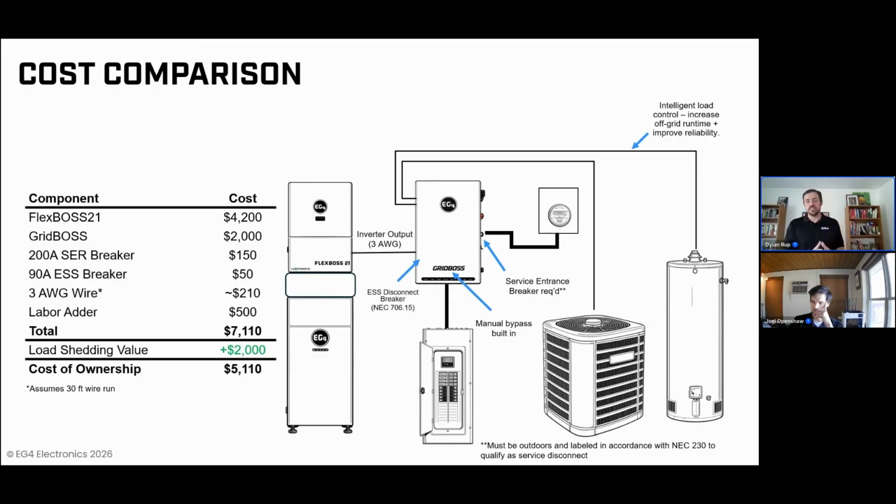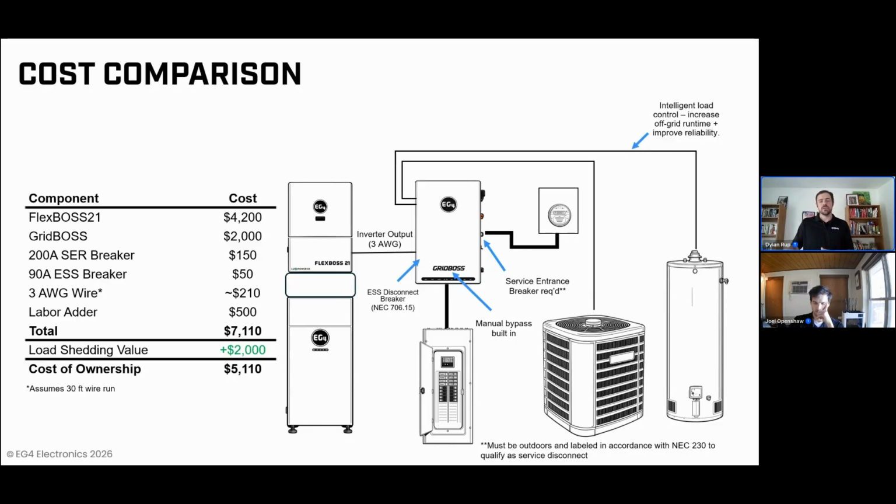So in this install scheme, we only see $200 more in overcurrent protection device costs as a service entrance rated input of the GridBOSS and the manual bypass switch replace that fuse disconnect and the double pull, double throw manual transfer switch that we saw on the previous slide. Well over $1,000 in savings right there.